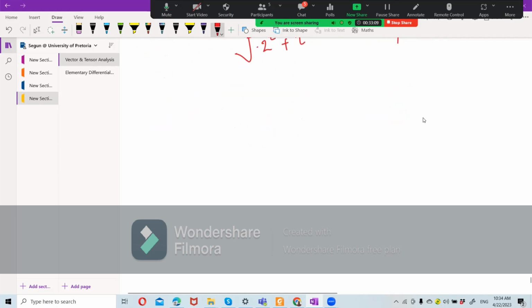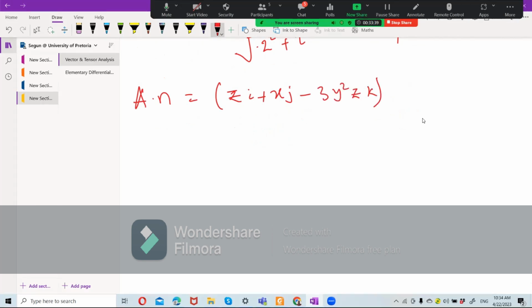So we can go ahead and say that A dot n will be what? Remember your n, A. Your A is what, please? Our A is z squared i plus xj minus 3y squared k, dot xi plus yj over 4. Am I right? Yes, sir. So i to i, j to j, k to k. You still remember?